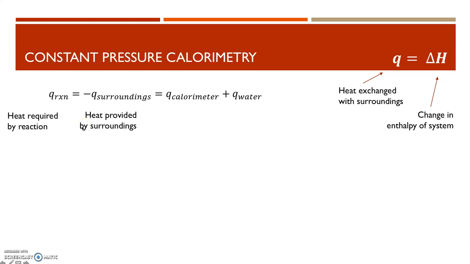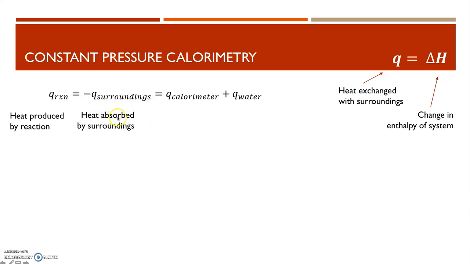An easier way to think about this is the opposite. If I have heat produced by the reaction, then there's going to be heat absorbed by the surroundings. So if this is a negative value because it's produced by the reaction, then this is going to end up being a positive value because it's absorbed by the surroundings.